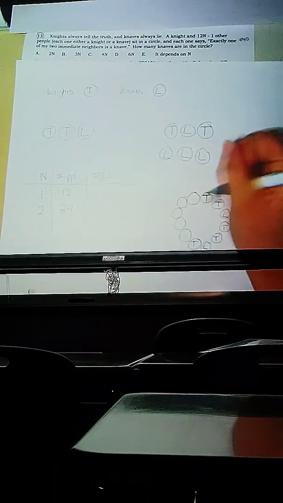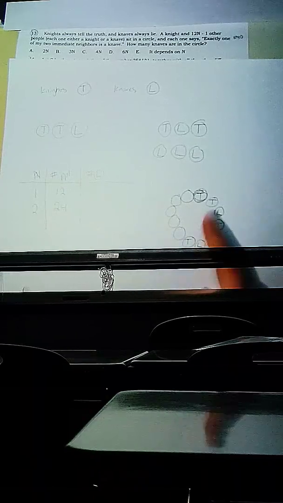Why? Because from here, you know that the only, let's see, how do I explain this? I guess I should start with the knight. So this is the main knight mentioned in the problem.